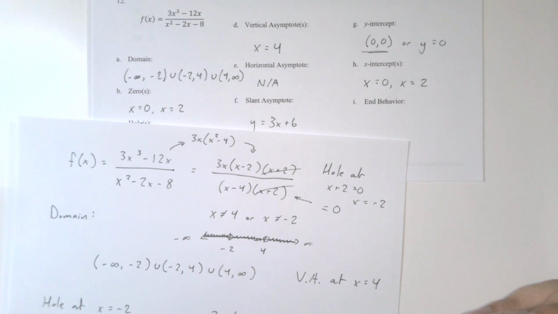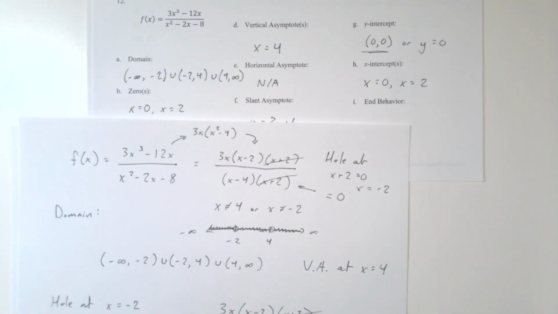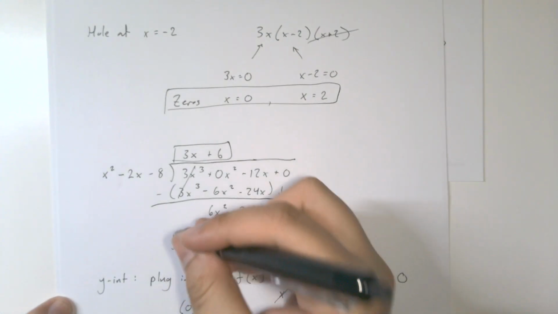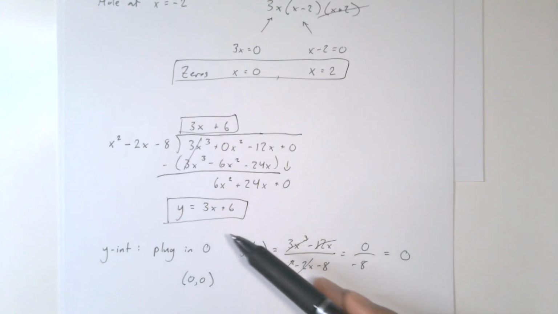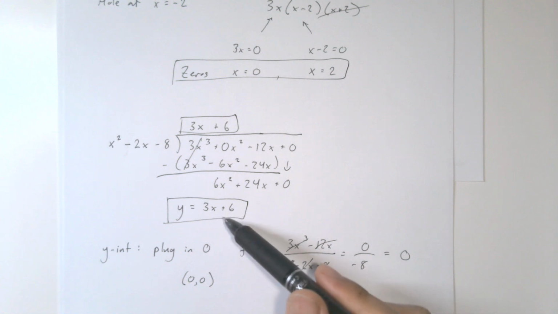And for the end behavior, we've already figured out what this function does with the asymptote. So we've already figured out that this function has a slant asymptote of y equals 3x. So really, we just need to know what is the end behavior of this function, because our function is going to follow y equals 3x plus 6.